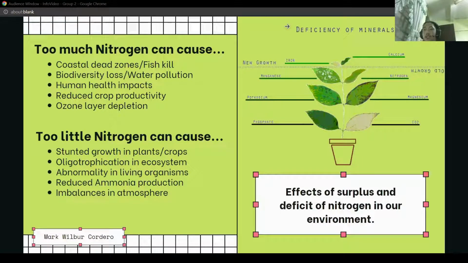Too much nitrogen can cause human health impacts, such as respiratory diseases, since nitrogen promotes the formation of aerosol and tropospheric ozone, both main components of smoke. Also, too much nitrogen deposition and over-fertilization can cause reduced crop productivity, in which it outweighs the benefits of nitrogen for plants. Lastly, too much nitrogen in the atmosphere speeds up the depletion of the ozone layer, further aggravating global climate change.